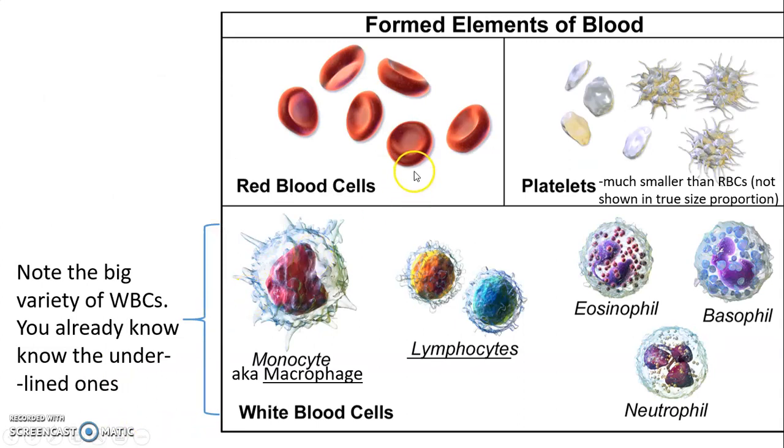Here's a picture of them. Kind of a cool picture. You recognize the typical red blood cell. These would be much, much tinier. These are not to scale, and these would be significantly bigger. Notice there's a huge variety of the white blood cells. You had learned about these and these, but we'll review them.